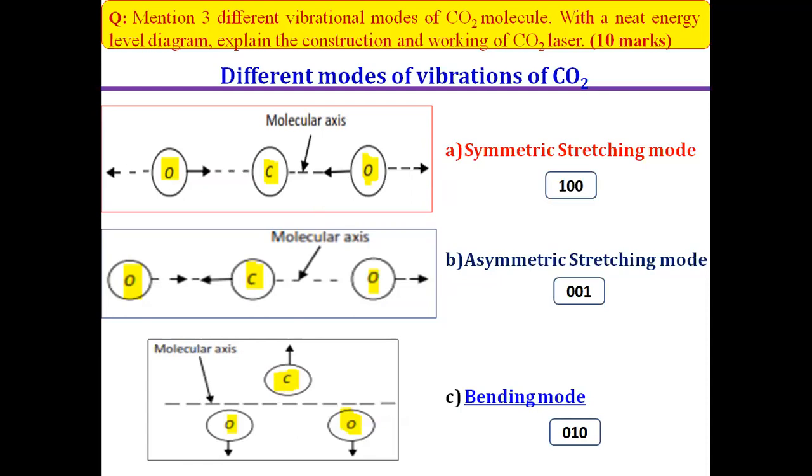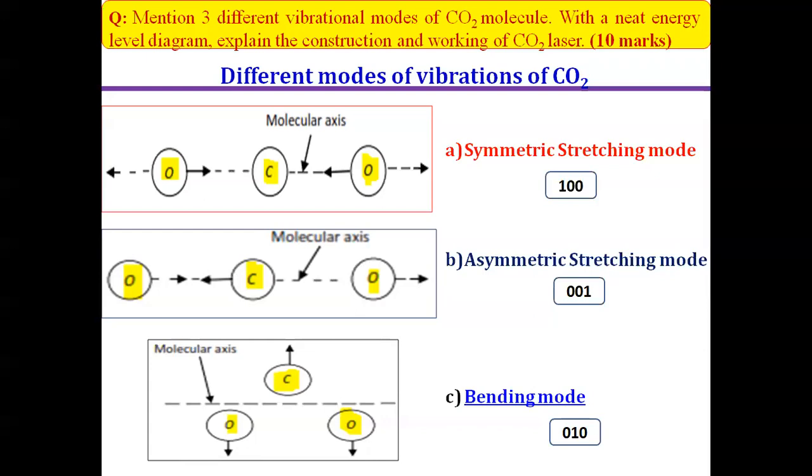Similarly, there is one more energy known as the asymmetric stretching energy, which comes from the asymmetric stretching mode. Asymmetric stretching mode means one oxygen atom will move towards the carbon, and at the same time the other oxygen atom will move away from the carbon. Let me tell once again: one oxygen atom moves towards the carbon atom, and the other oxygen atom moves away from the carbon atom. This is known as asymmetric stretching. One is coming towards and one is going away. This type of vibration corresponds to the asymmetric stretching energy.